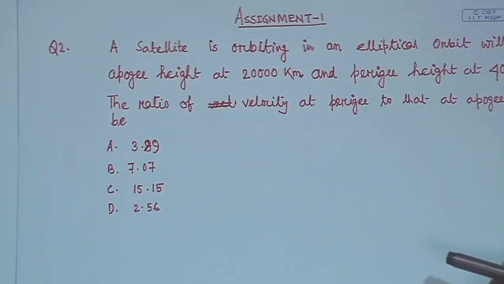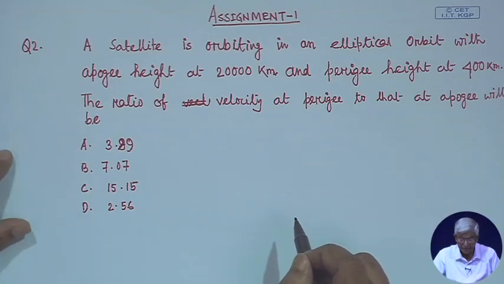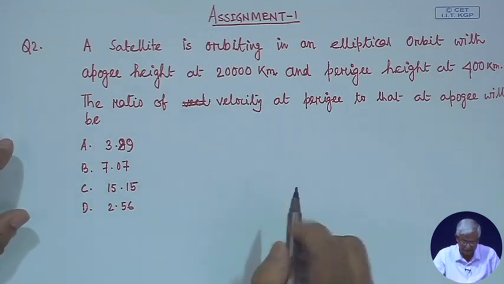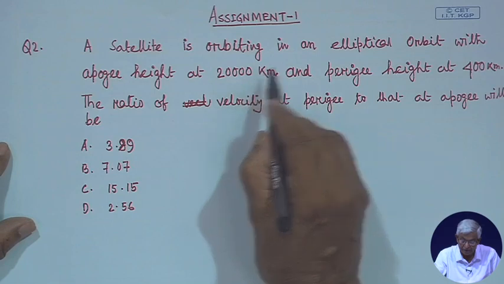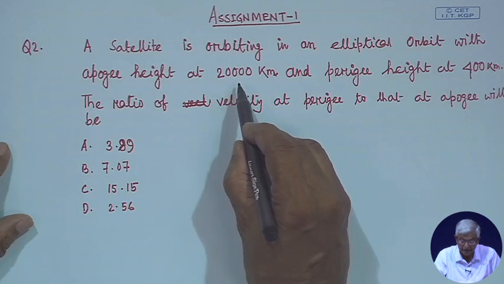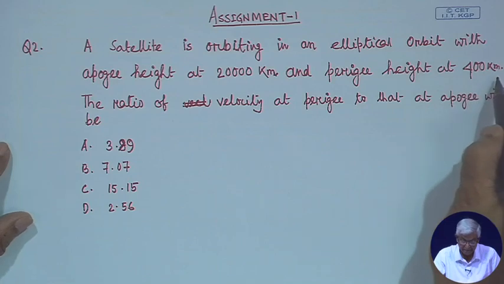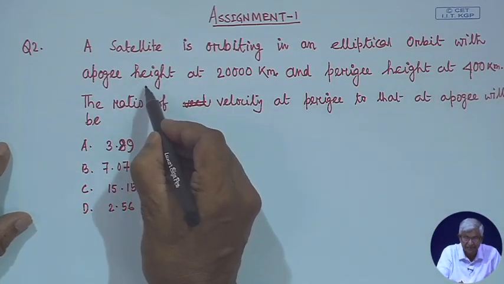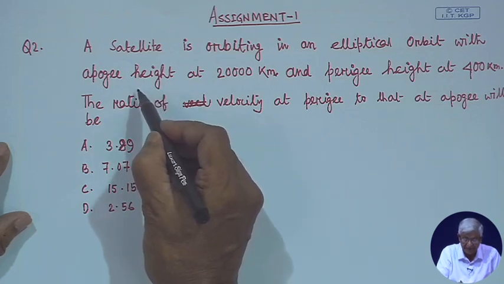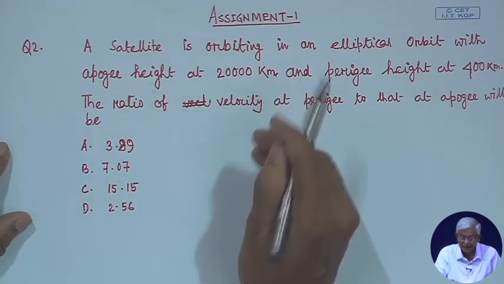The next question is related to the ellipse, with the earth as a focus of the ellipse. A satellite is orbiting in an elliptical orbit with apogee height at 20,000 kilometer and perigee height at 400 kilometer. Remember these words, height, that means it is from the surface of the earth. So, the apogee distance and perigee distance are to be calculated as height plus the radius of the earth.